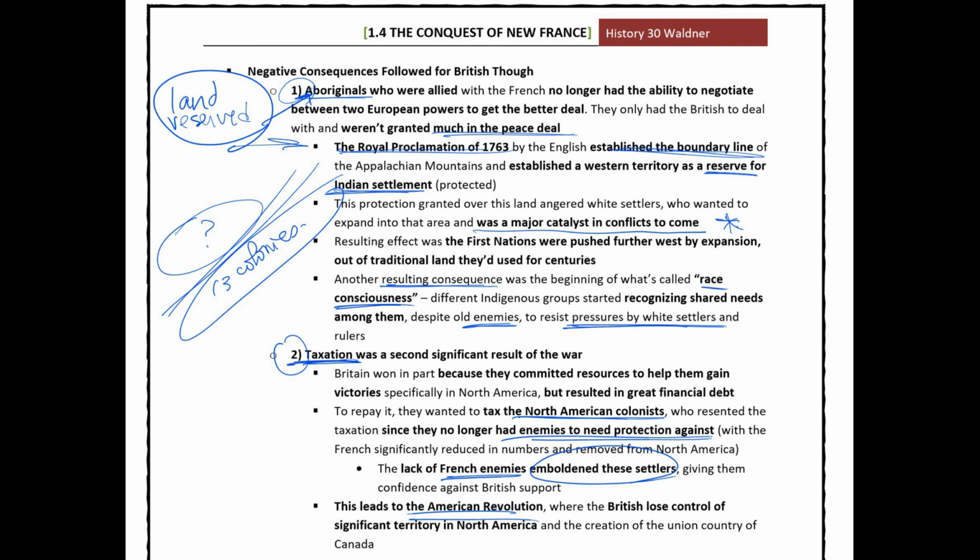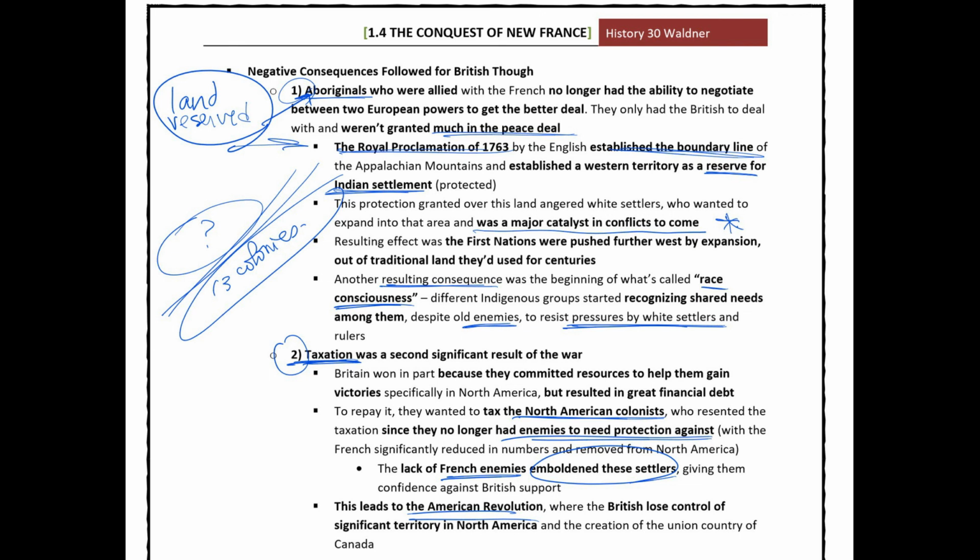There's 2 specific consequences from the 7 Years' War. So they're listed here. One of them is for the Aboriginal groups. Because there were 2 opposing European groups, they might have been able to negotiate and kind of play one off the other to get better deals for themselves. Now they only had one group to negotiate with, and that was the British. So they didn't get a lot in their peace deal.